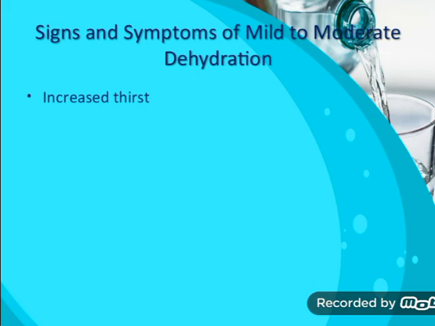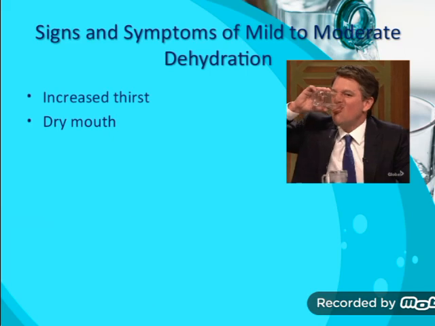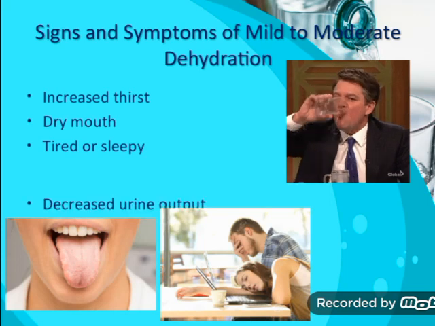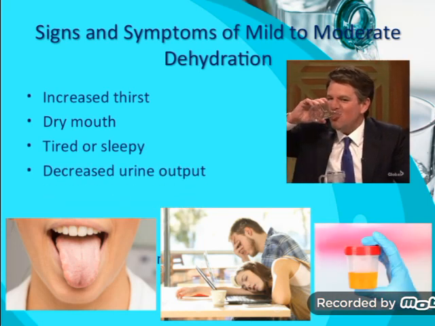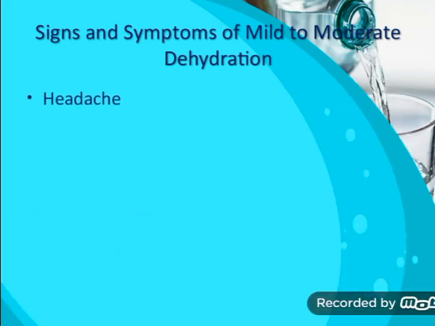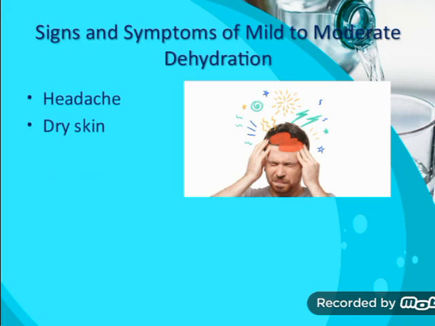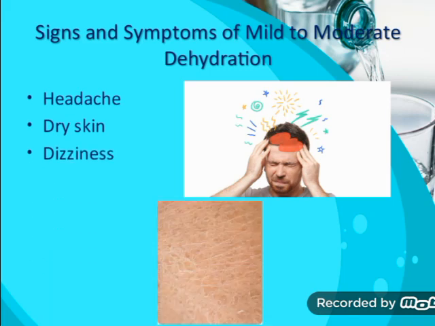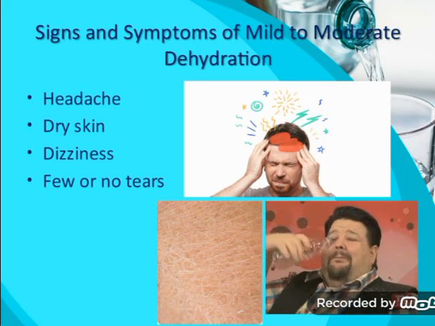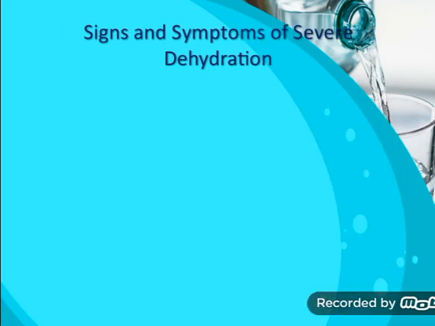Mild to moderate dehydration may include the following: increased thirst, dry mouth, tired or sleepy, decreased urine output, urine is low volume and more yellowish than normal, headache, dry skin, dizziness, and few or no tears. These symptoms may quickly worsen and indicate severe dehydration, with signs and symptoms developing.